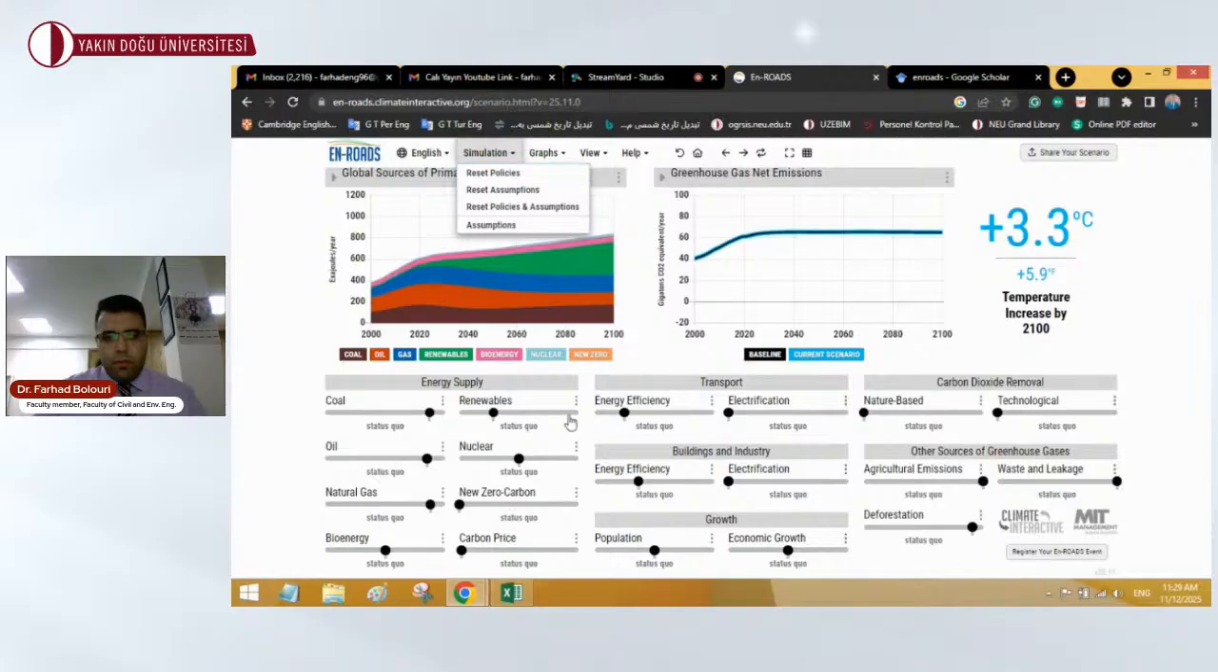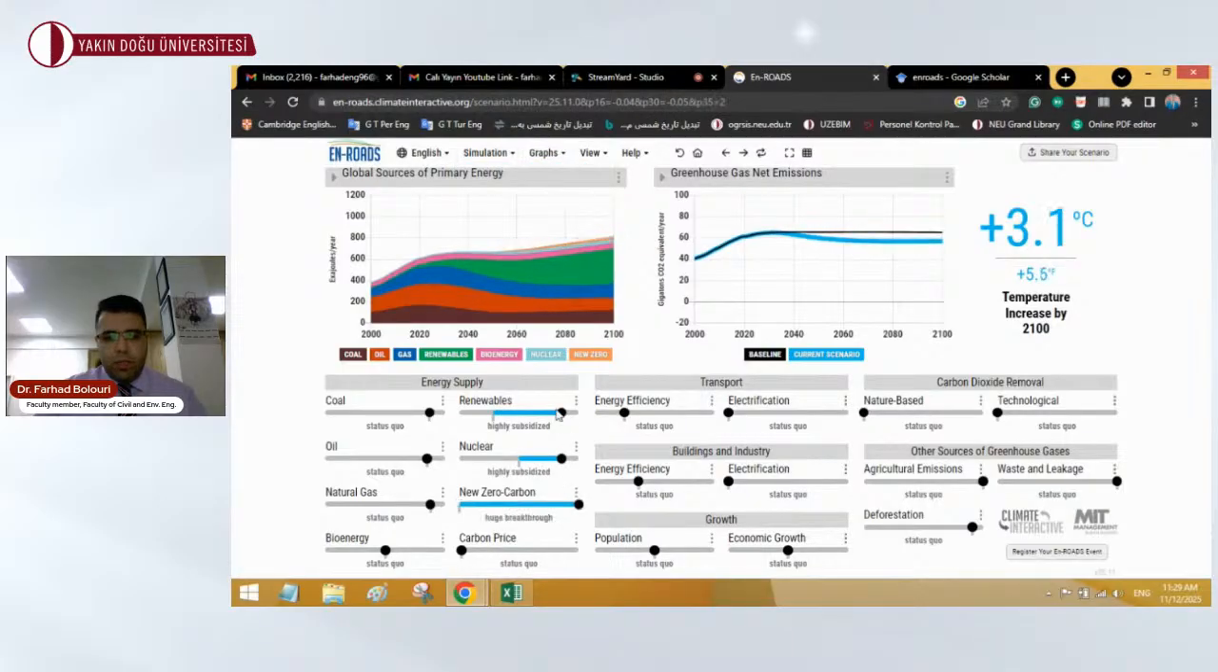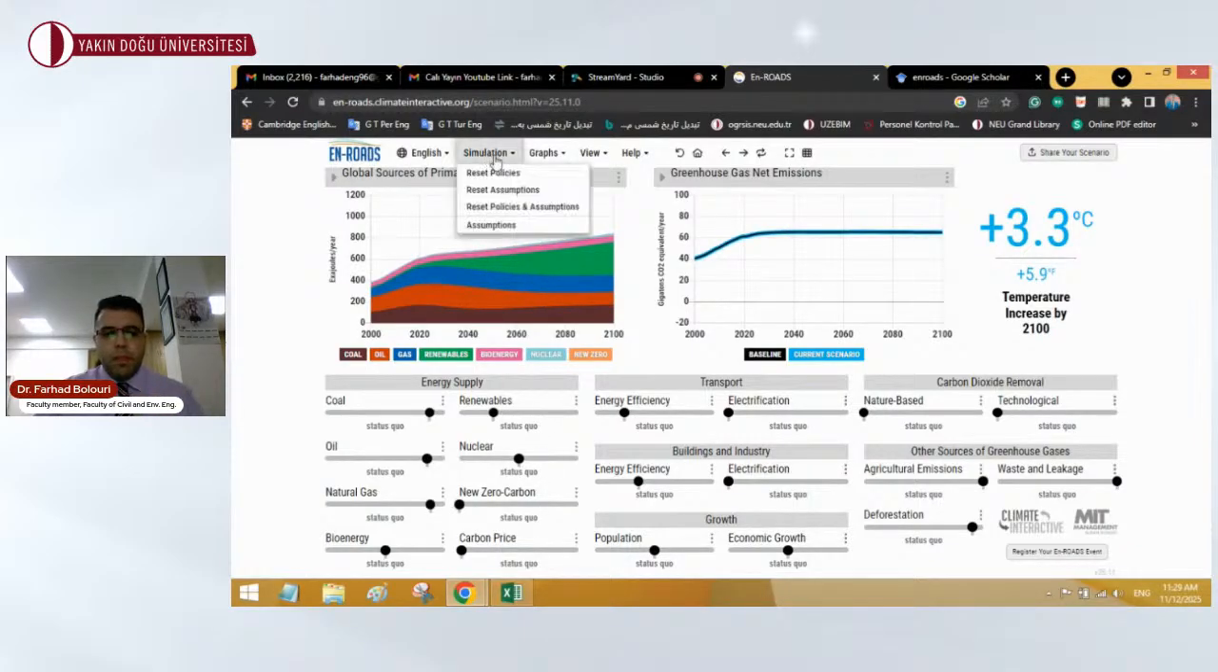So if you change something and you want to get back from here, if you say reset policies, everything will go to the first place. Reset assumptions, we have some assumptions. I will go there. Also, you can reset all policies and assumptions by clicking this one.